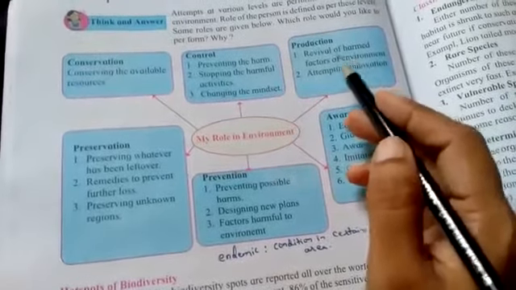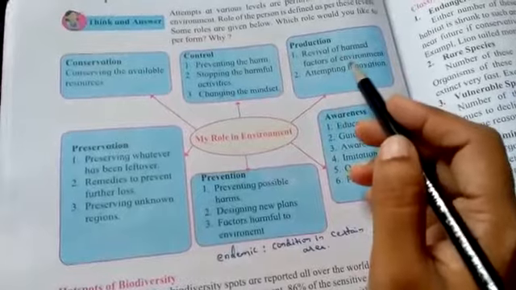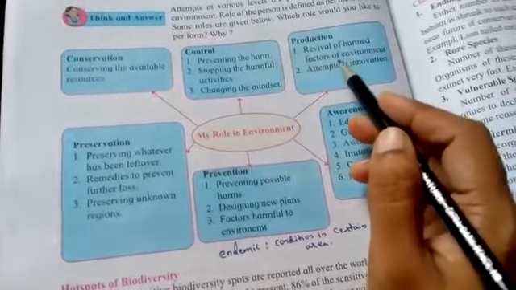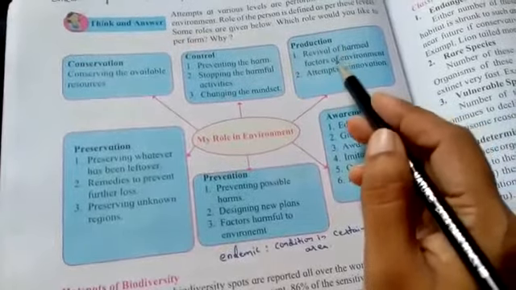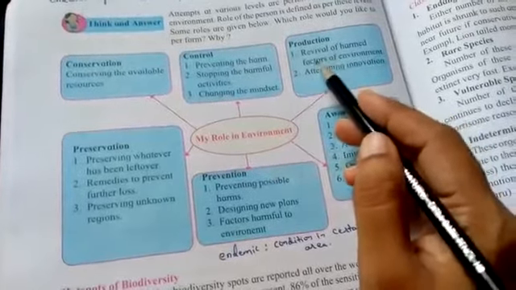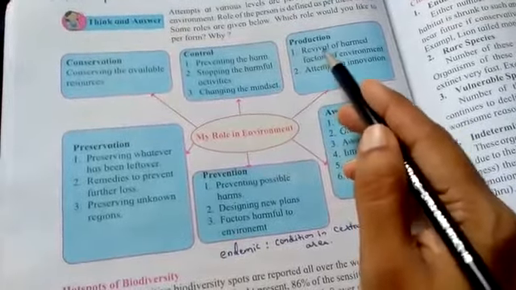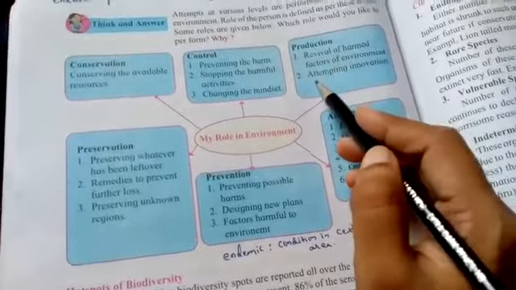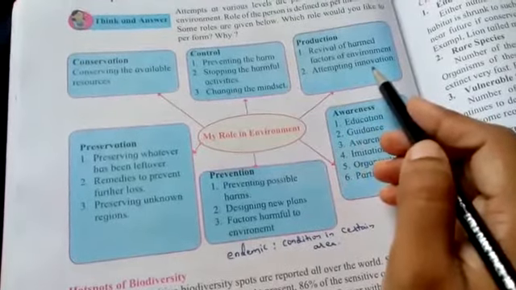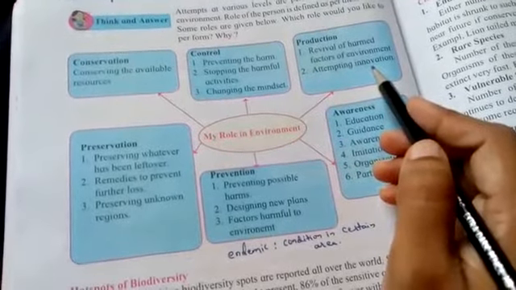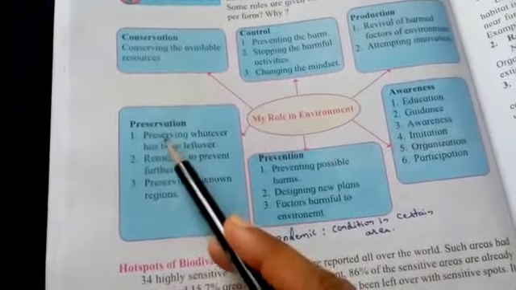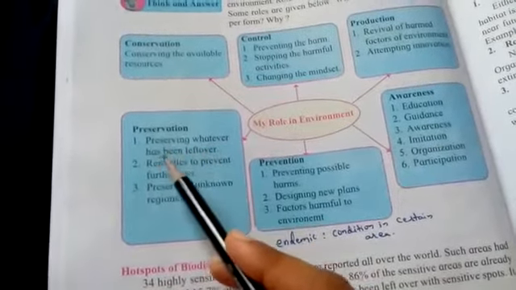That means we have to take some positive steps towards the environment, like if once we have started hunting, now we'll be stopping hunting. This is just an example. So the meaning of revival here means to bring about improvement or to strengthen certain factors. Then attempting innovation. Innovation means to introduce some novel steps in protecting the environment. Then preservation, preserving whatever has been left over.